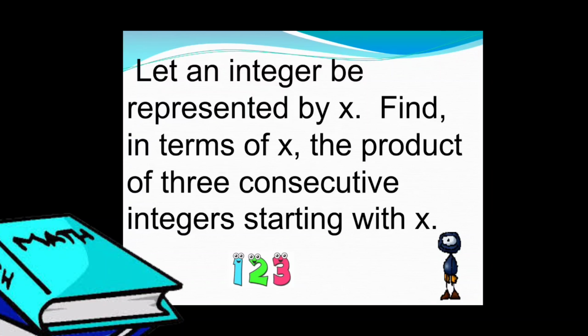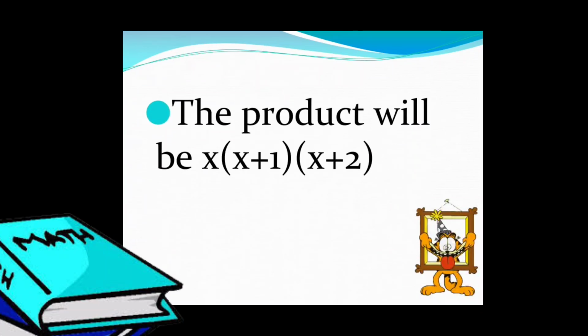Another problem, let an integer be represented by x. Find, in terms of x, the product of three consecutive integers starting with x. Since we are dealing with three consecutive integers, so the product will be x multiplied by x plus 1 multiplied by x plus 2. So the answer will be x cubed plus 3x squared plus 2x.